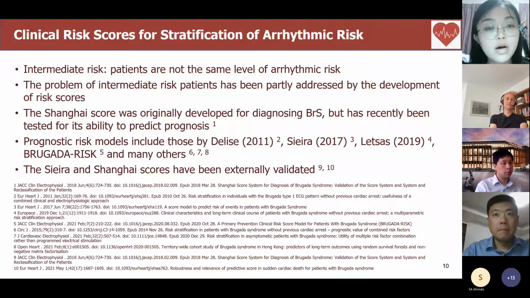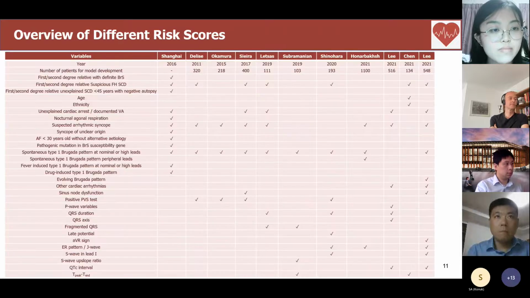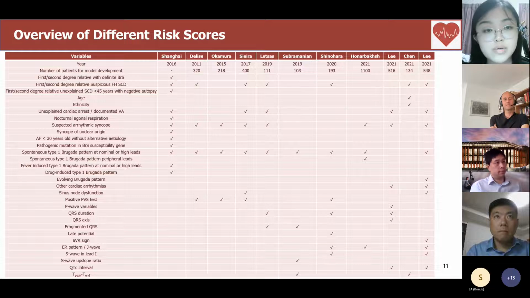Therefore, many clinical risk scores have been developed to try and address this problem. For example, the Shanghai score, which was originally developed for the diagnosis of Brugada syndrome, has been recently tested for its ability for prognostic prediction. Other scores, such as those by Lees, Sierra, Lessis, and the Brugada risk score, and many others, have also been developed. And the Sierra and Shanghai scores have been externally validated. This is an overview of the different risk scores developed and the different parameters that they have included in the scores.